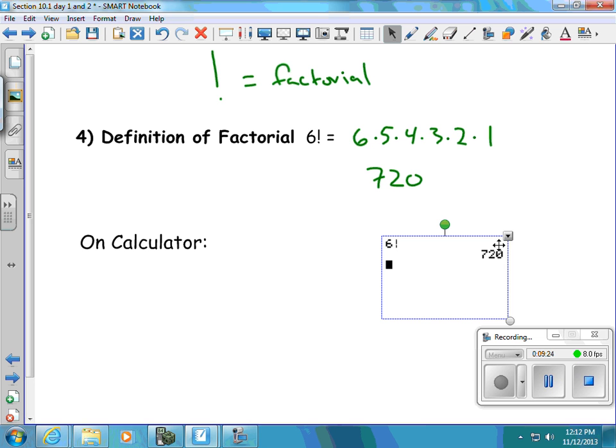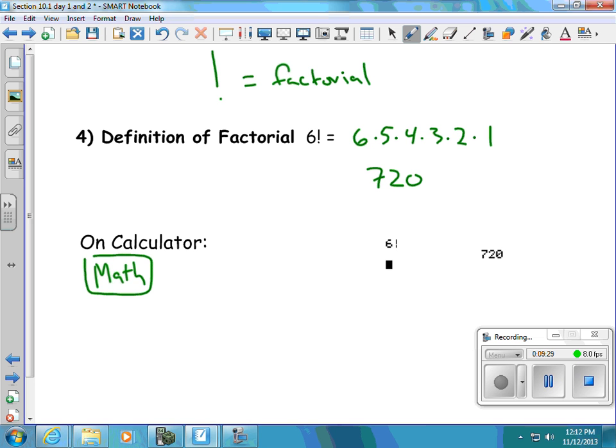So on the calculator, the keys we hit once again are the math, and then we hit PRB, and then we hit the number 4 for factorial. Okay? So we can do this in our calculator, we can do it by hand, but that's what factorial means. We're going to see that in some expressions coming up.